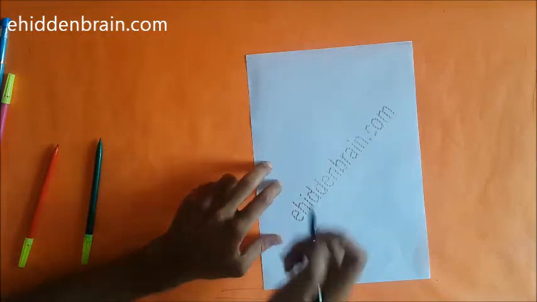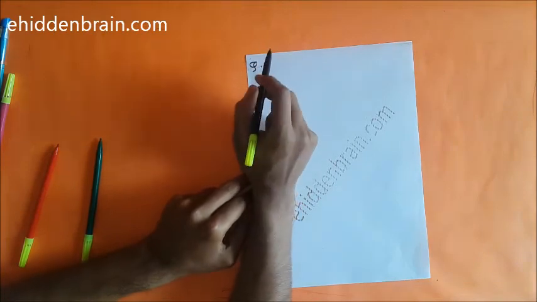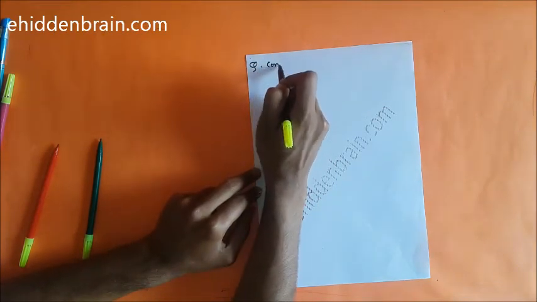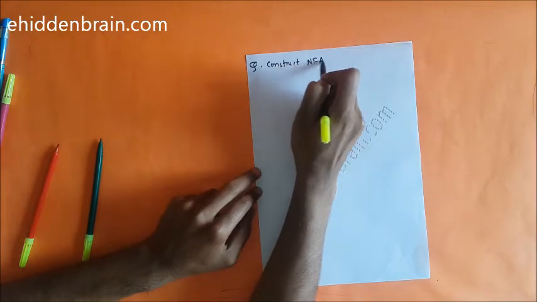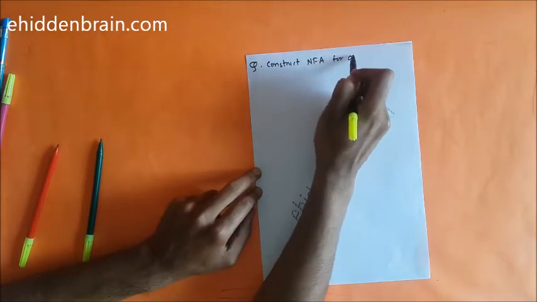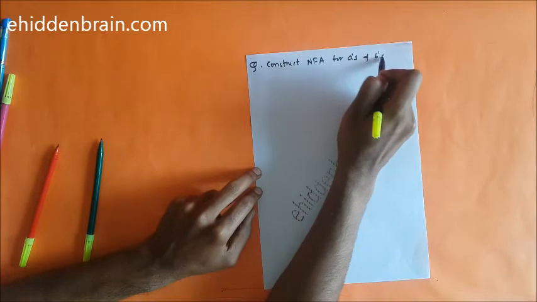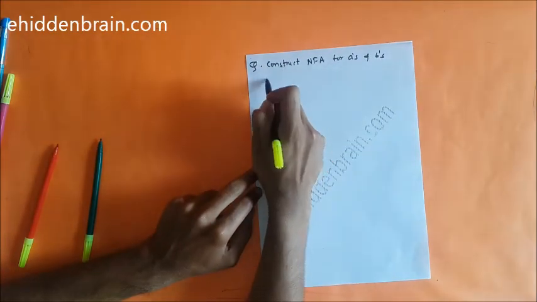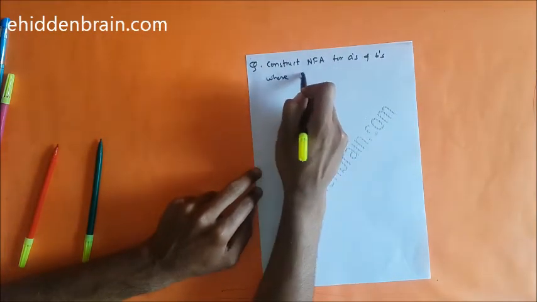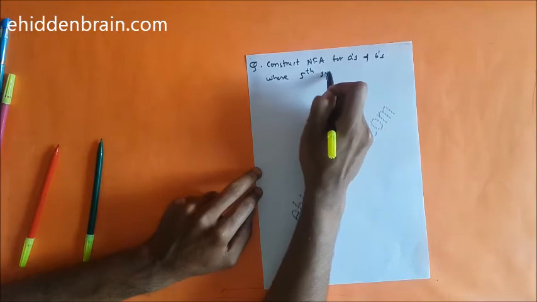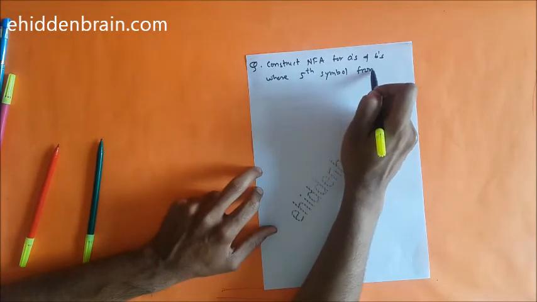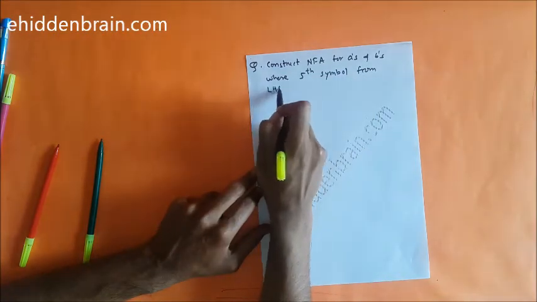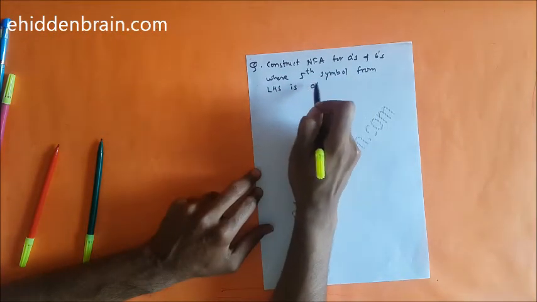Today we'll see a question on NFA, and the question says: construct an NFA for A's and B's where the fifth symbol from the left hand side is A.